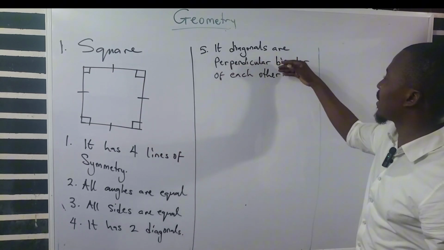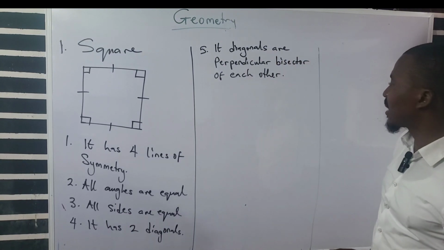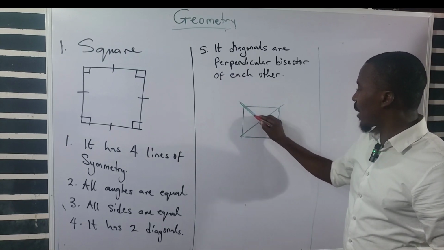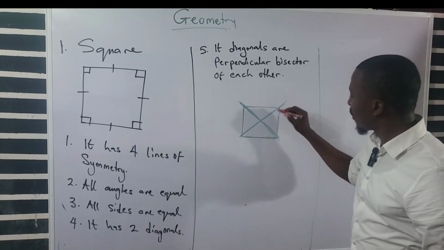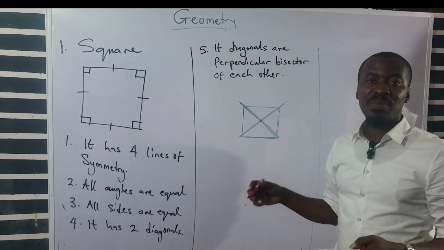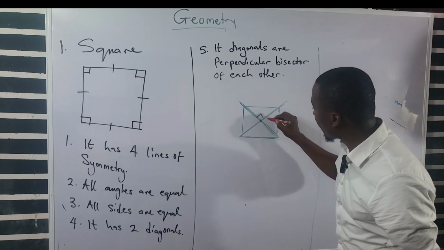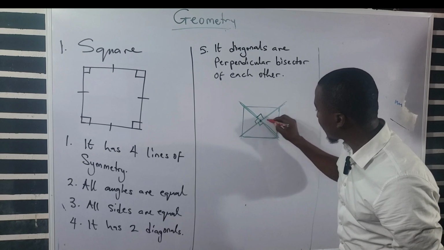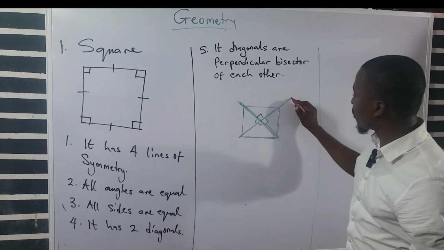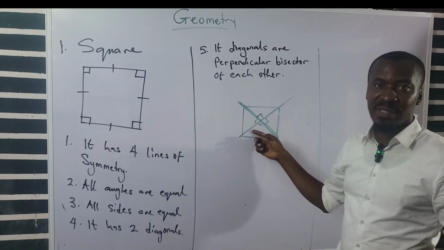Then each diagonal is a perpendicular bisector of the other. What does that mean? It simply means that when you have the diagonal, it will meet at this point. Okay, now what does it mean by perpendicular bisector? It simply means that it will form angle 90 at that point. So that means this line is perpendicular bisector of this line. Okay, so for a square we have that property.